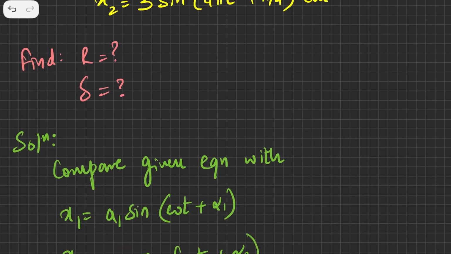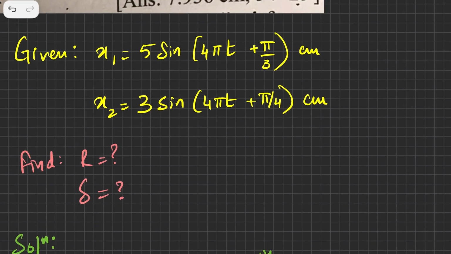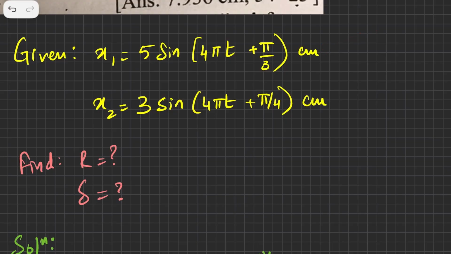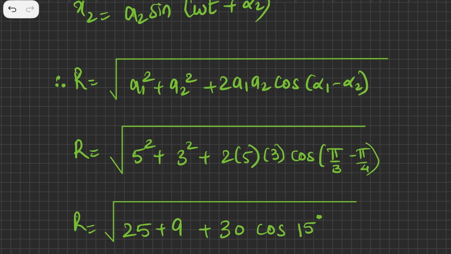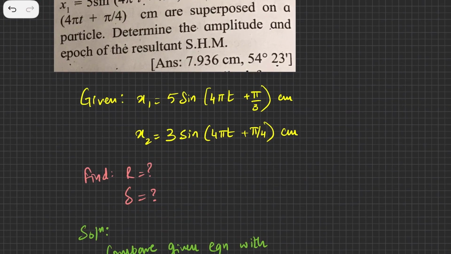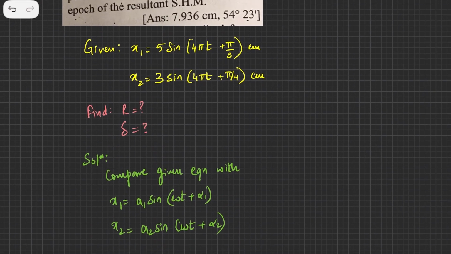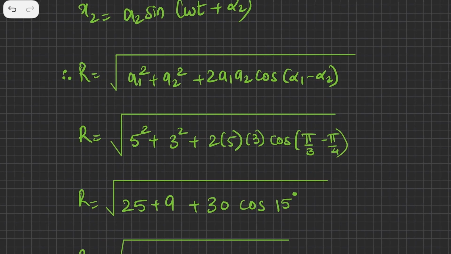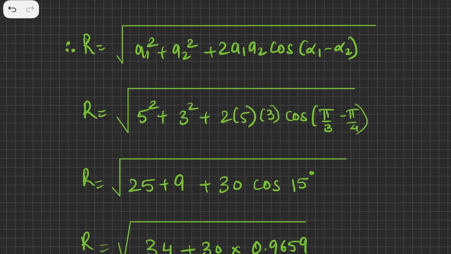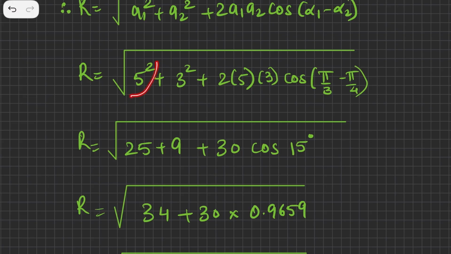All these values you get only when you compare the first equation with the first and the second equation with the second. You can pause the video and check whether this is actually matching. So a1 goes to 5, a2 goes to 3, alpha 1 goes to pi by 3 and alpha 2 goes to pi by 4. Now it boils down to solving this. 5 square is 25, 3 square is 9, 2 times 5 times 3 is 30.